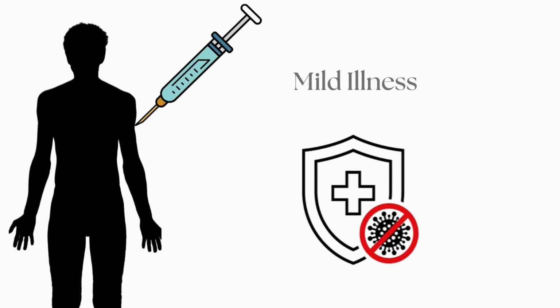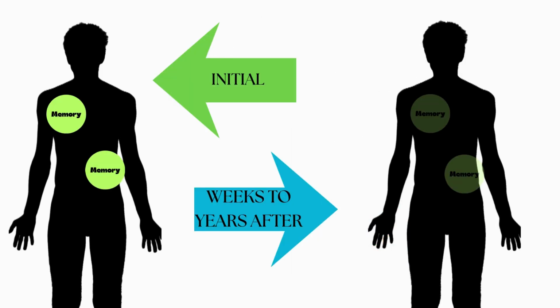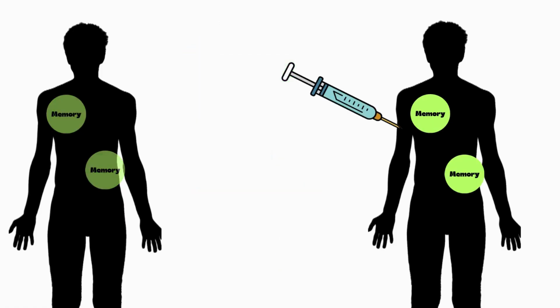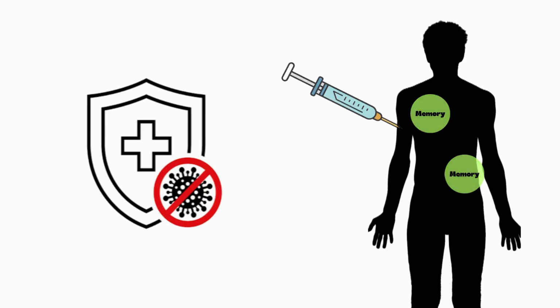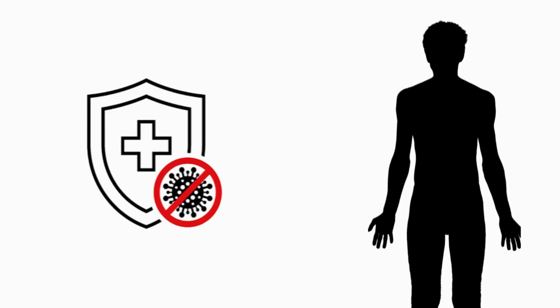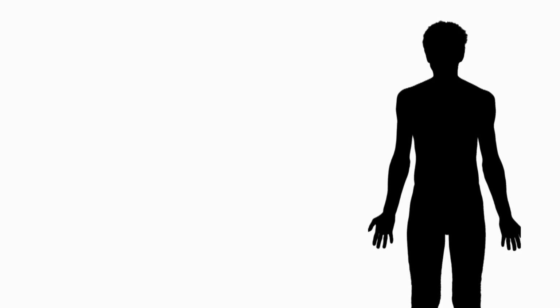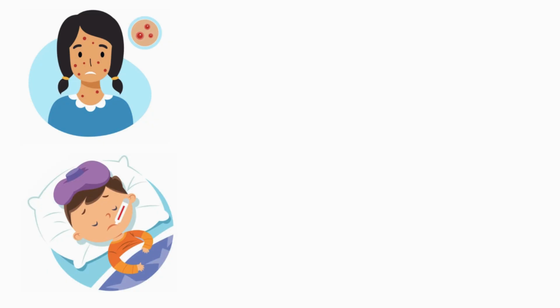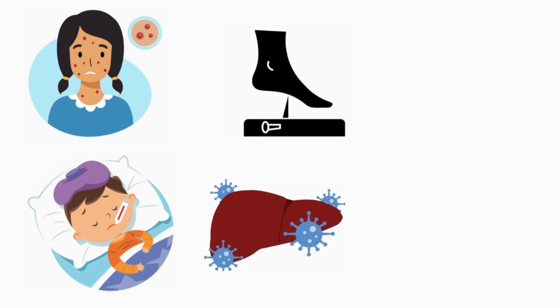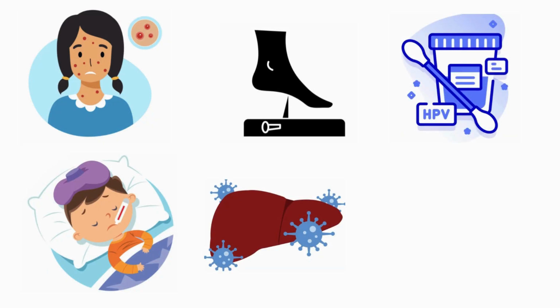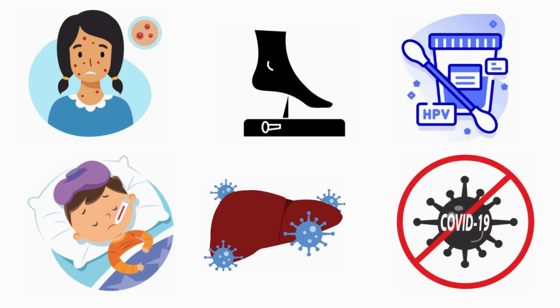Over time, immune memory can weaken, which is why booster shots are sometimes needed to remind the immune system and strengthen protection. Immune memory is the foundation of long-term protection against disease. Some examples include chickenpox, influenza, tetanus, hepatitis A and B, human papillomavirus, and COVID-19.